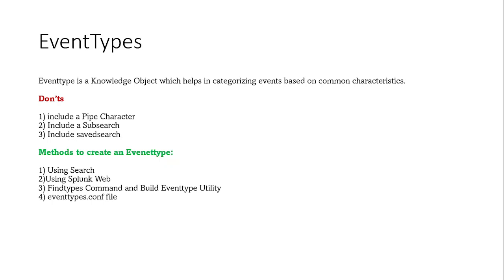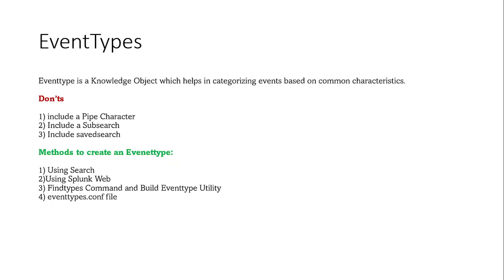Today we will learn about one of the knowledge objects called event types. So let's begin with the definition. What is an event type? An event type is a knowledge object which helps in categorizing events based on common characteristics.